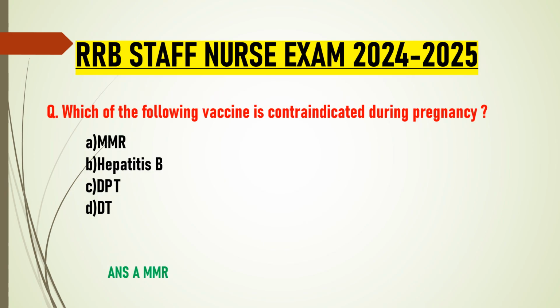Which of the following vaccines is contraindicated during pregnancy? Options are: option A, MMR; option B, hepatitis B; option C, DPT; option D, DT. So the answer is option A, MMR.